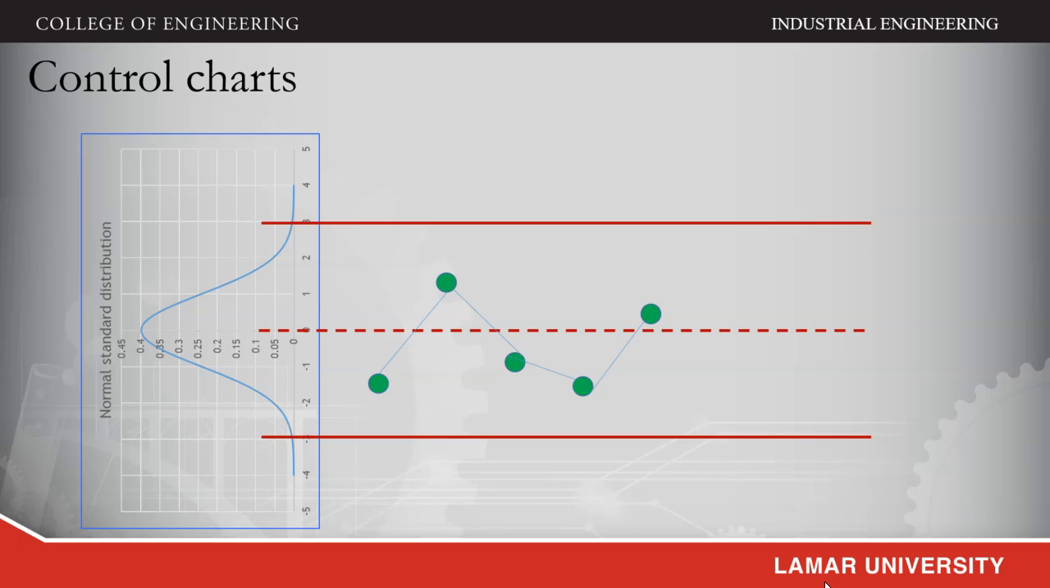Now, there is an alpha error about it, which means that it could be that there is nothing wrong with the process and still we obtain a point like that, but it's very unlikely. The reason why we construct control charts is to separate the common causes of variation and the special causes of variation.